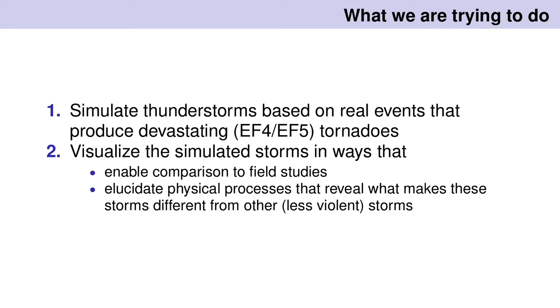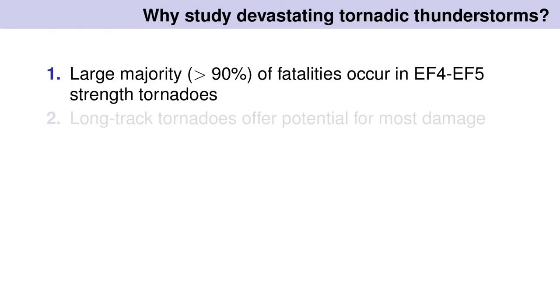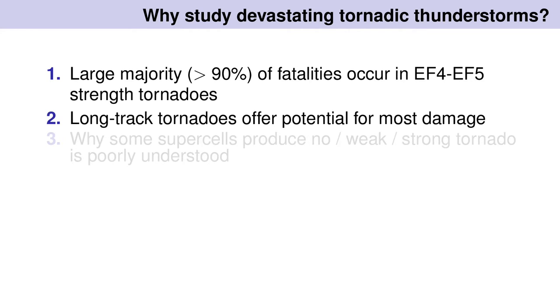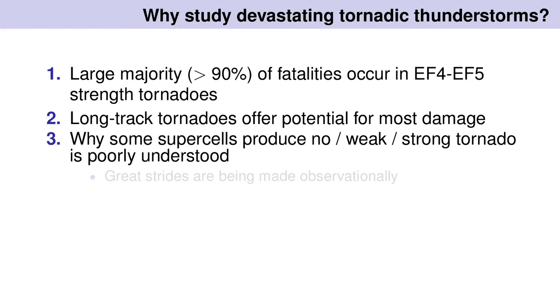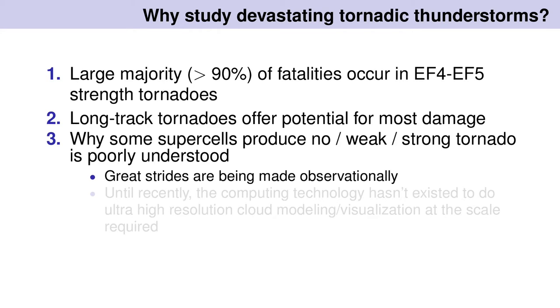We want to know what's going on inside the storms that produce the most devastating tornadoes, as opposed to the ones that are less devastating. The reason is that over 90% of the fatalities occur in EF4 and EF5s, either top-of-the-line supercells, and the long-track tornadoes offer the potential to produce more damage simply because they're on the ground more. Now, thankfully, most supercells don't produce EF4s and EF5s, but these are the ones we're trying to study. And why do some storms produce no tornado versus a weak tornado versus a long-track EF5? This is something that is really not known very well in severe storms meteorology.